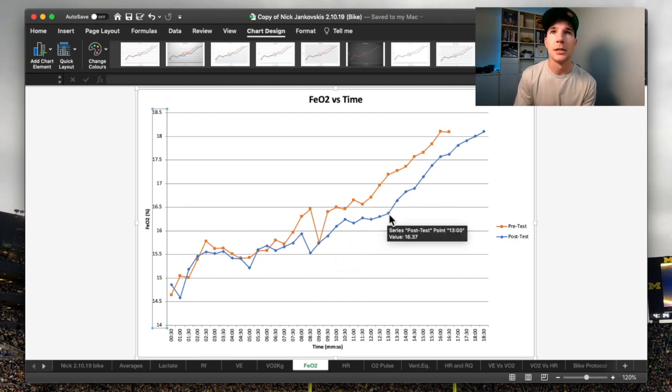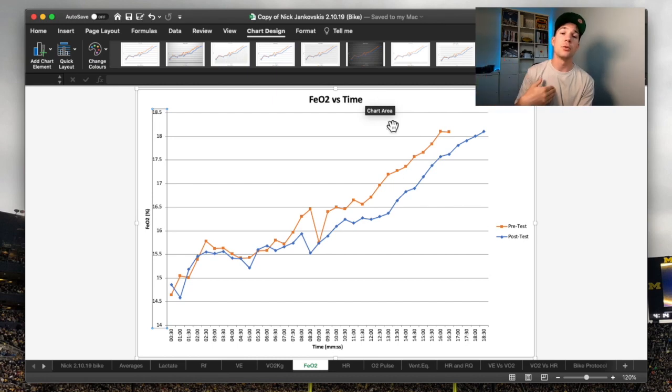So in this circumstance, let me pick a point here in and around this 13-minute mark, 16.3% FeO2. So remembering FeO2 is the fraction of expired oxygen, measuring the percentage of oxygen out of the air I'm breathing back out. 21% of the air that I breathe in at sea level comes in. If I'm breathing back out, say 16%, do the math, 5% of the available oxygen is being used.